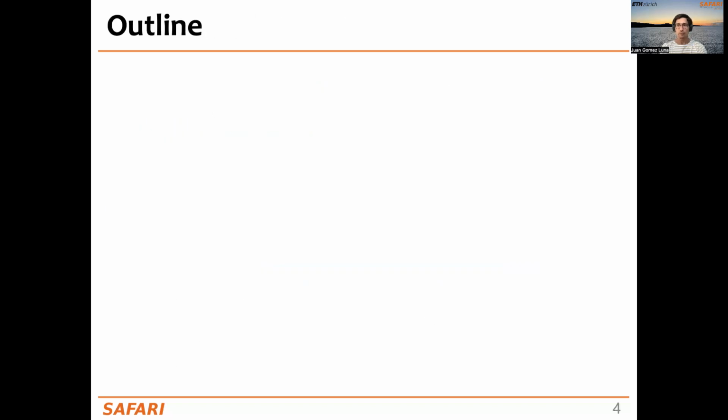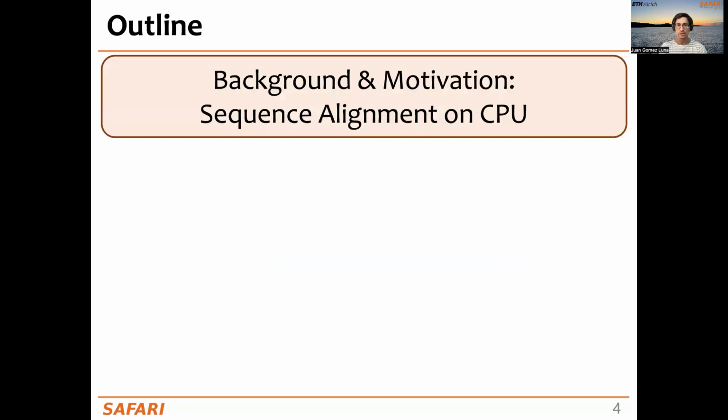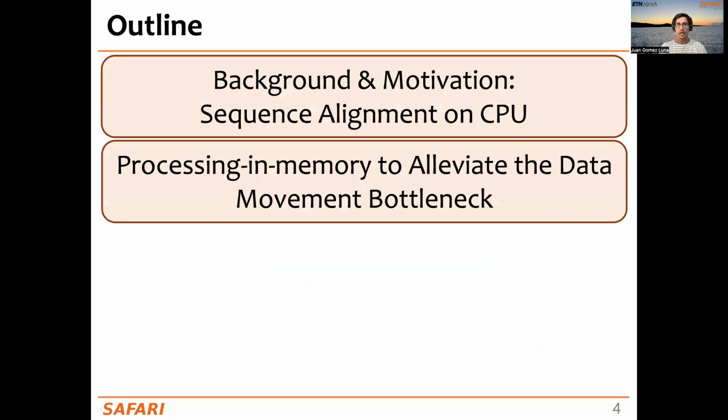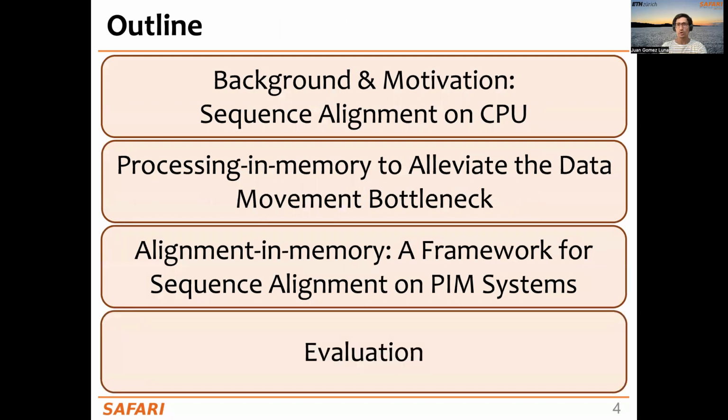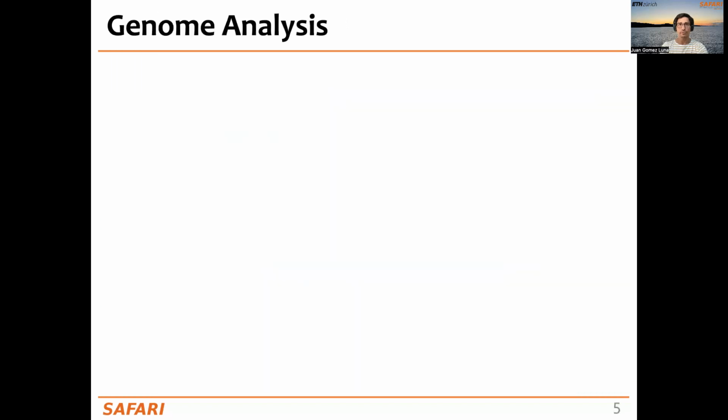This is an outline of this presentation. We will start with some background and motivation about sequence alignment on CPU. Next, we will briefly describe the processing in memory system that we use in this work. And next, we will talk about alignment in memory, the framework for sequence alignment on PIM systems. Finally, we will go with the evaluation. So let's start with the background and motivation.